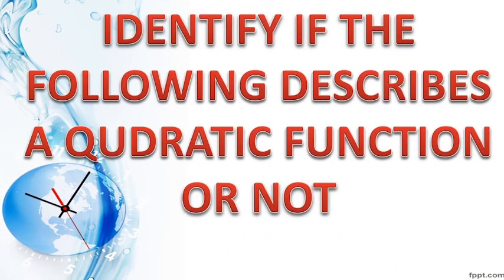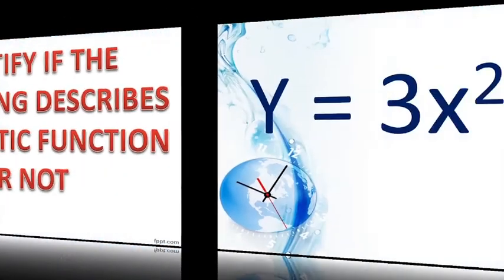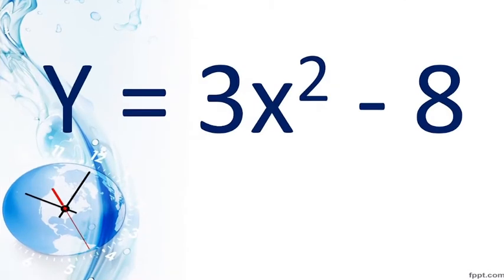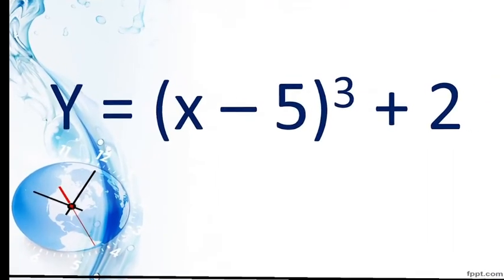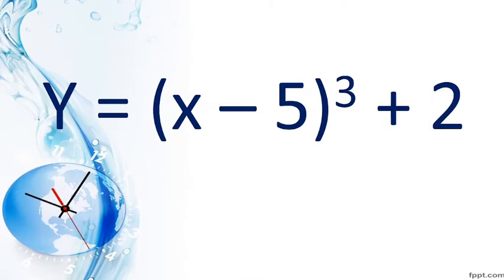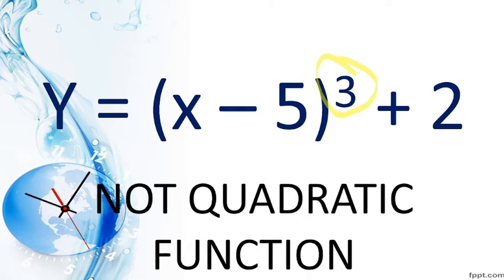Now, take a look at the following examples. Identify if the following describes a quadratic function or not. So we have y equals 3x squared minus 8. If you're going to notice, this is in the second degree. So that means this is a quadratic function. Next, we have y is equal to the quantity x minus 5 cubed plus 2. You're going to notice this is in the third degree. So that means this is not a quadratic function.